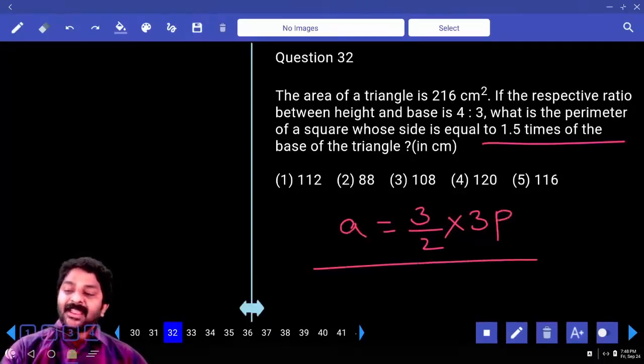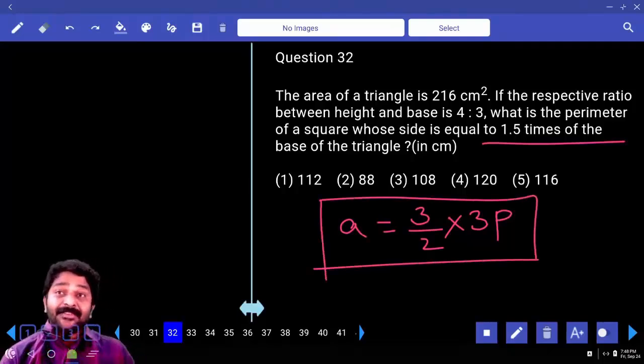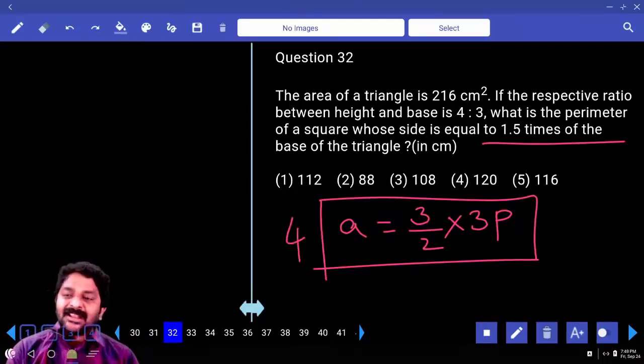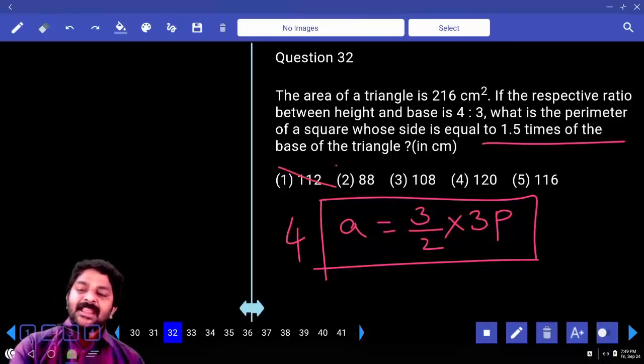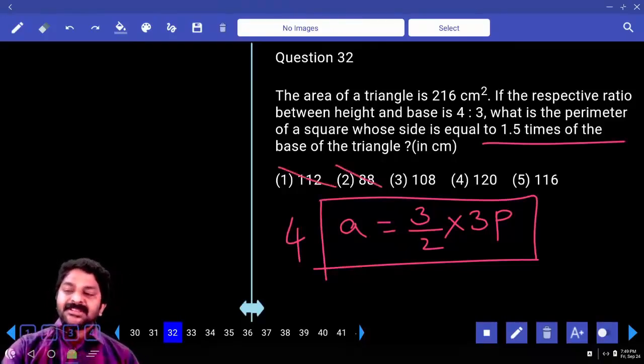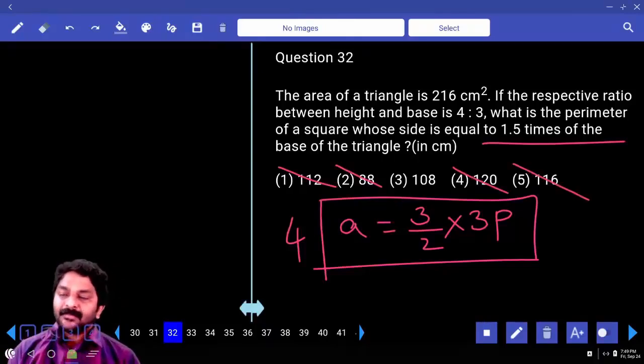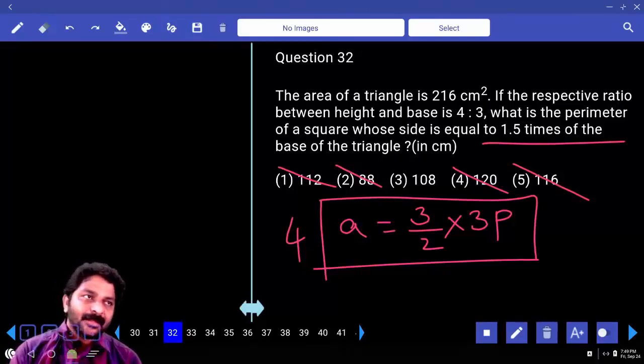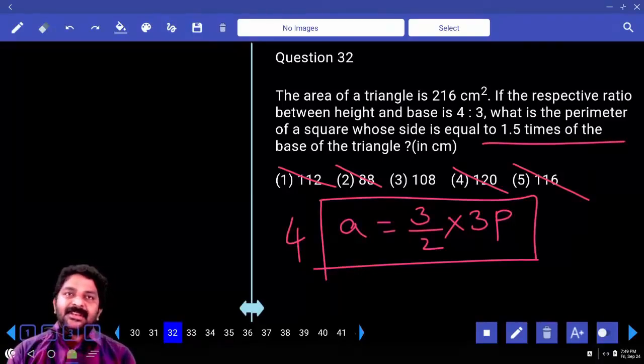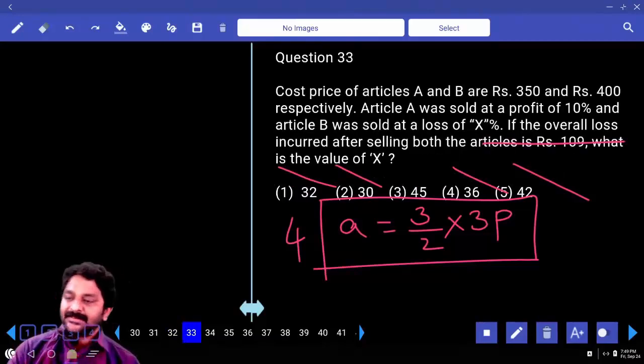That means side of the square is definitely a multiple of 9 only. Now when you are asked to calculate perimeter or area, whatever it is, answer also should be a 9 multiple. Is your first option a 9 multiple? Second, third, maybe your answer. Fourth, fifth, third option final answer. You don't have to calculate how much is one part value. Simply verification with 9 multiple is enough for this question. Have you understood all? Next.